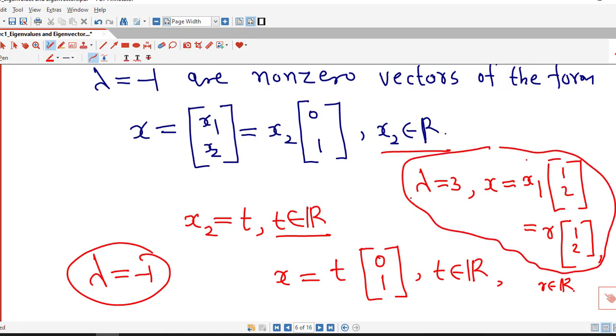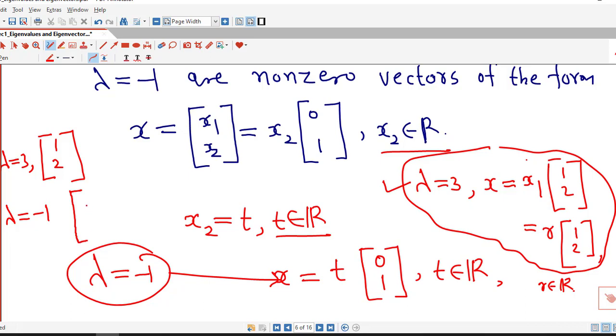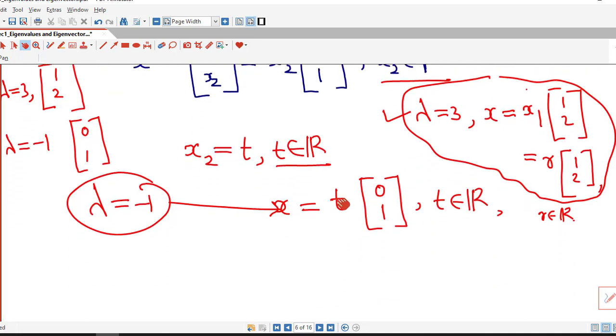So here there are infinite number of eigenvectors corresponding to lambda equal to 3, and there are infinite number of eigenvectors corresponding to lambda equal to -1. But the eigenvectors which are independent are only 2. For lambda equal to 3, we have this (1, 2), which is linearly independent eigenvector, and for lambda equal to -1, the independent eigenvector is (0, 1). So in this way we can find out eigenvalues and eigenvectors of any square matrix.